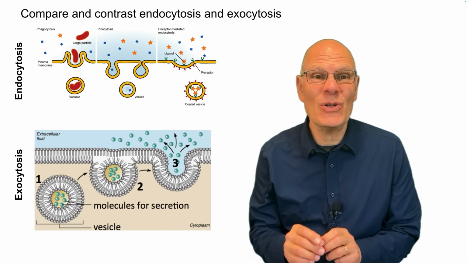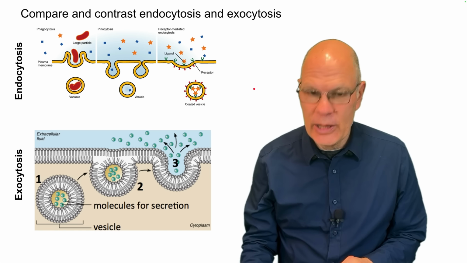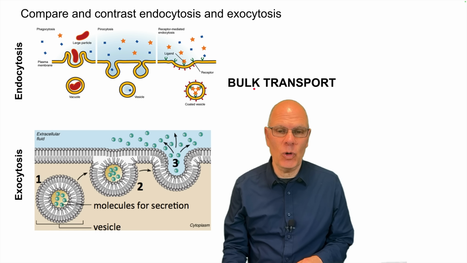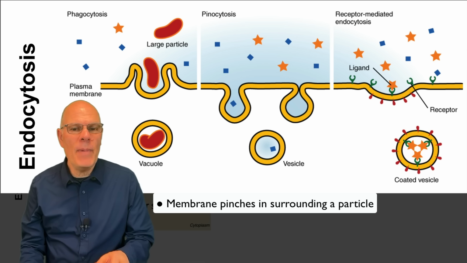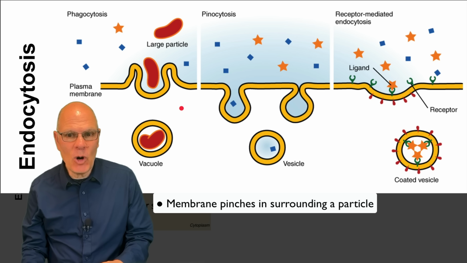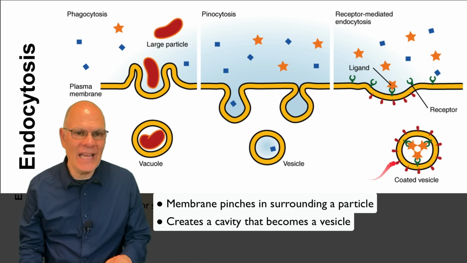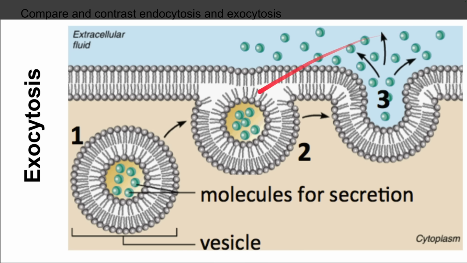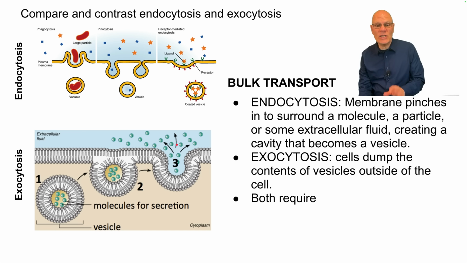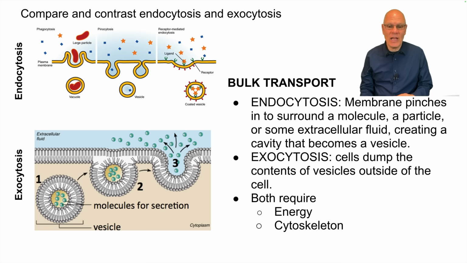Compare and contrast endocytosis and exocytosis. These are both forms of bulk transport. In endocytosis, the membrane pinches in to surround a particle or some extracellular fluid, creating a cavity that can become a vesicle. In exocytosis, a vesicle containing something fuses with the membrane and then that contents is dumped outside the cell. Both of these processes require energy on the part of the cell, and they both require the involvement of the cytoskeleton, which is changing the shape of the membrane.